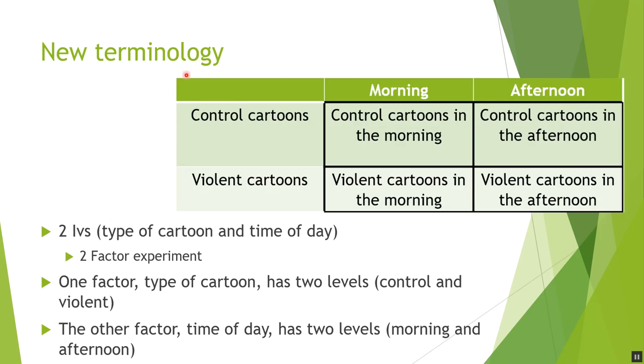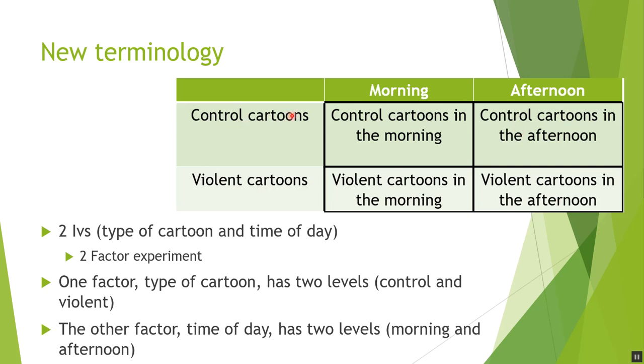And so in this factorial experiment, the most basic factorial experiment, you can create a 2x2, and I'll be describing what that means in a second. We have two factors. This is a two-factor experiment. One factor is time of day. The other factor is type of cartoon. And each factor has two levels or two conditions.